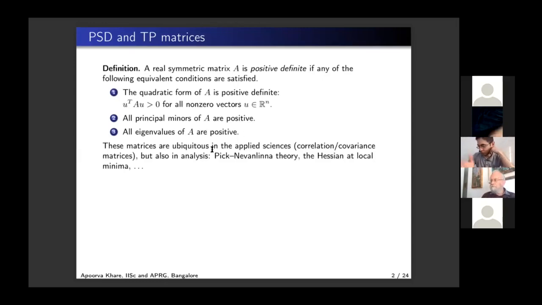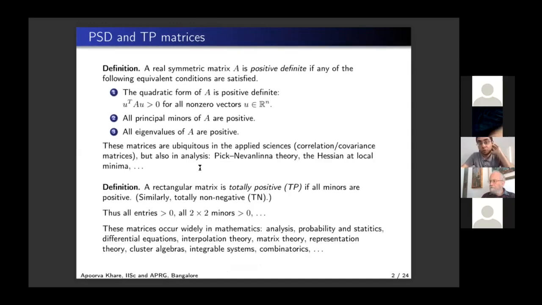Right? And these are, of course, ubiquitous in applications, as covariance and correlation matrices, but also in the purer, less applied parts of mathematics, shall we say, analysis and so on. And of course, we teach it in calculus to every undergraduate. Correspondingly, today's talk is focused not on those matrices, but on totally positive matrices.